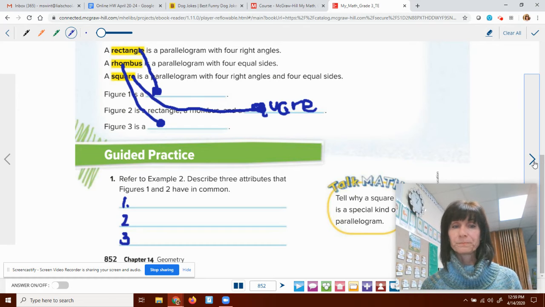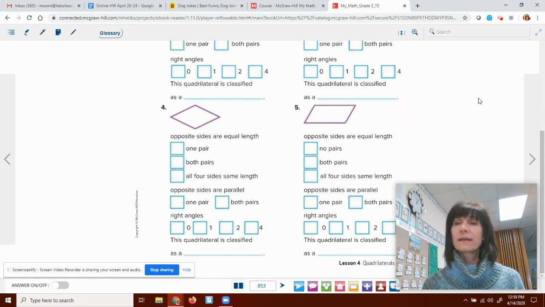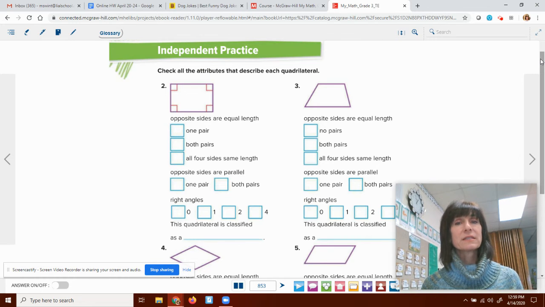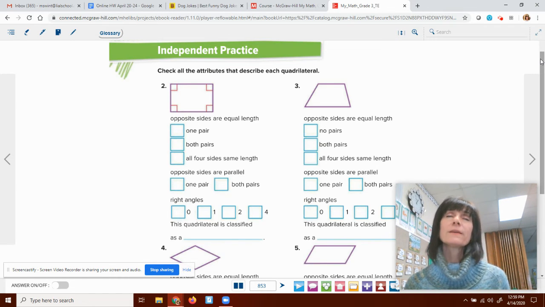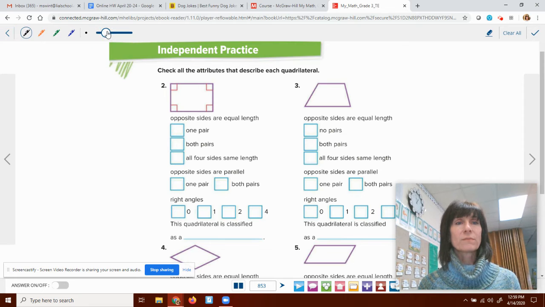Let's turn the page. On the next page, we have this. Check all the attributes that describe each quadrilateral. If you're not sure, remember, go back and look at the previous pages. Opposite sides are equal length. All right, if I look at my opposite sides, are they equal lengths? Is one pair equal? Well, I see 2 pairs. So both pairs are equal. I would check and do a little check mark here that both pairs are equal.